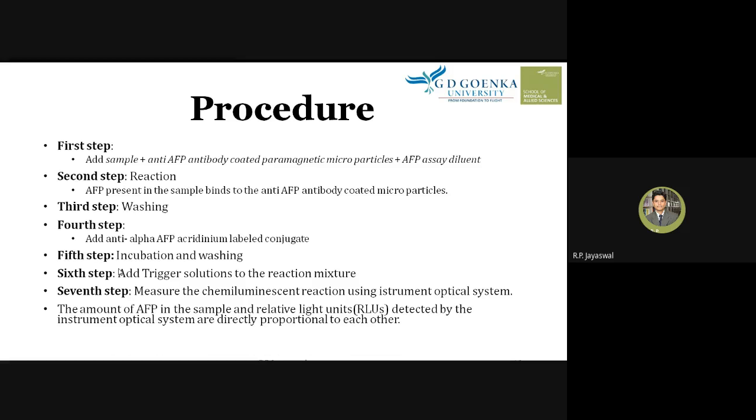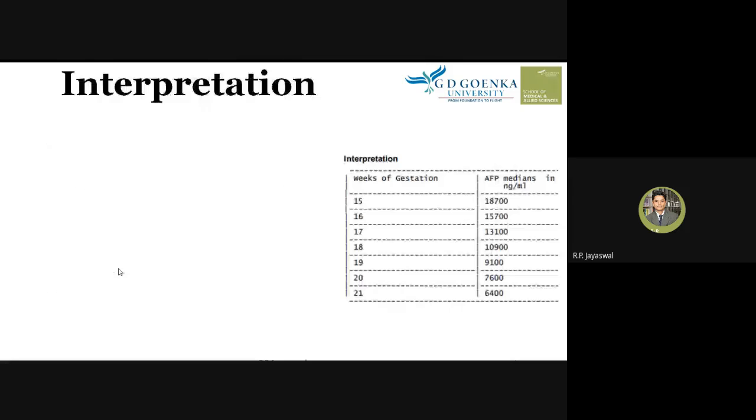The amount of AFP in the sample and the relative light units detected by the instrument's optical system are directly proportional to each other. So the more AFP in the sample, the more relative light units are detected by the instrument's optical system. Okay, so this is the basis of working of this CMIA. Okay, and based on that we need to do the procedure.